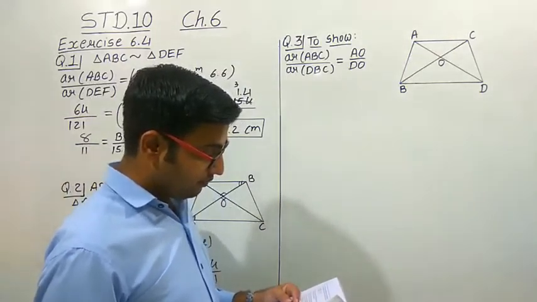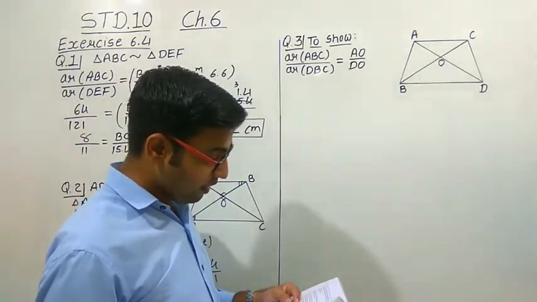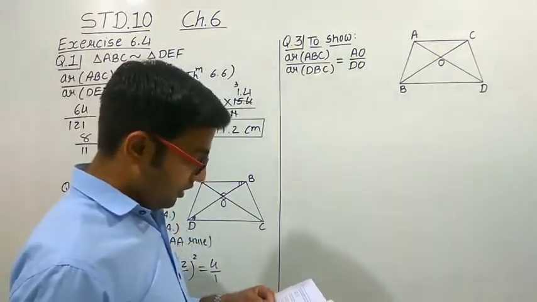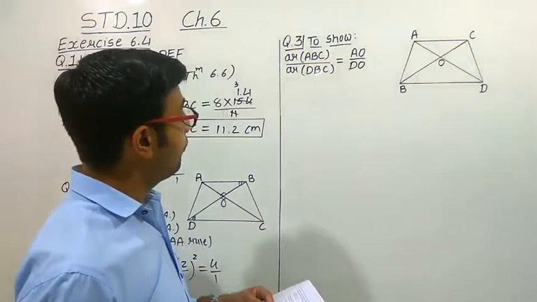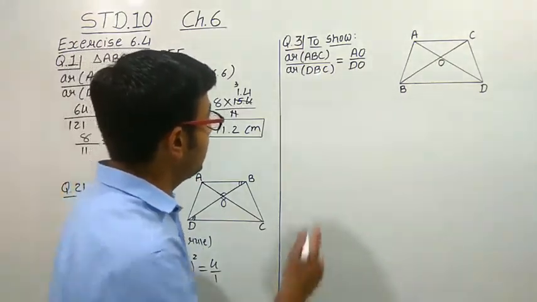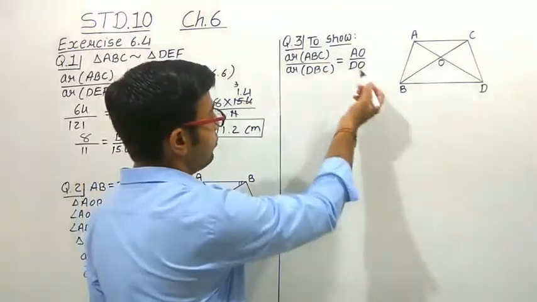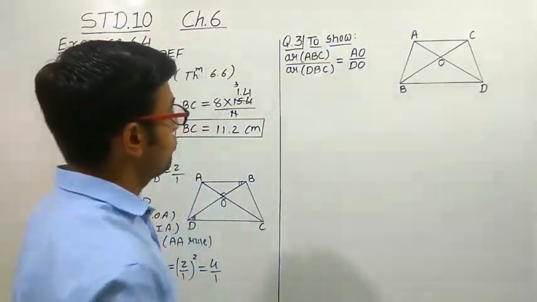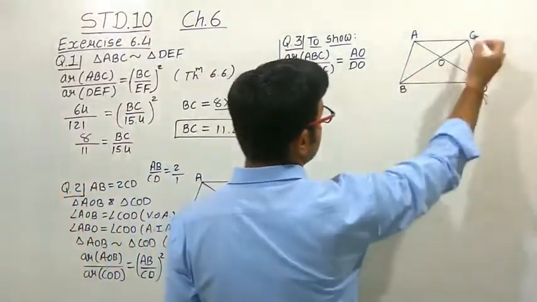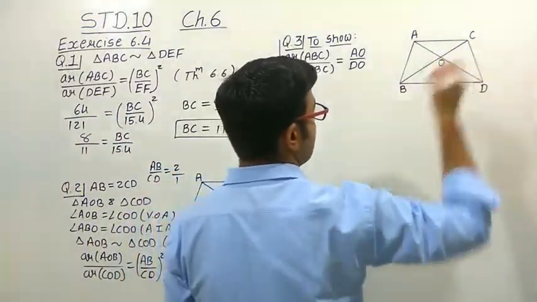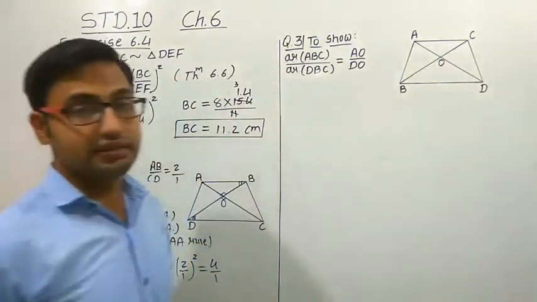If AD intersects BC at O, then we have to prove that area of ABC over area of DBC is equal to AO upon BO. Right? So where is triangle ABC? Triangle ABC is this. Triangle DBC is this. Both are on the same base BC.